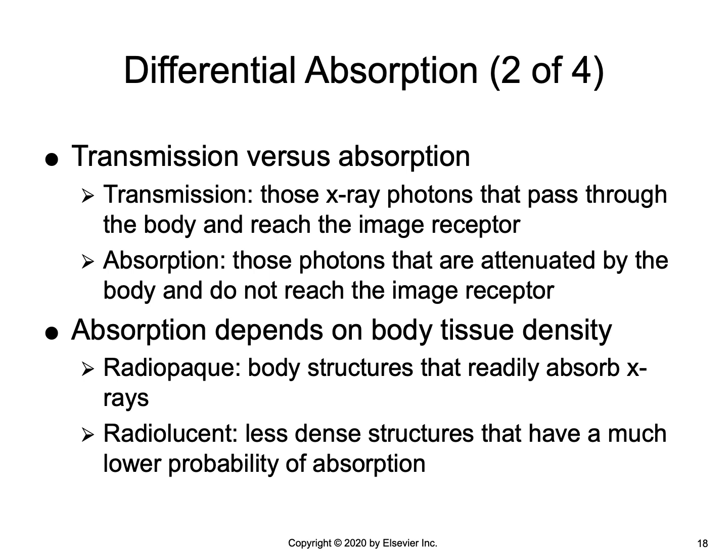Again, absorption depends on the density of the body tissues through which the X-ray photons are passing. Denser tissue, such as bone, increases the probability of X-ray photons being absorbed in photoelectric interactions. The result is that fewer X-ray photons pass through these areas of the body to reach the image receptor, and so those structures appear lighter. Body structures that readily absorb X-rays are called radiopaque. Less dense structures have a much lower probability of absorption, and they are said to be radiolucent.